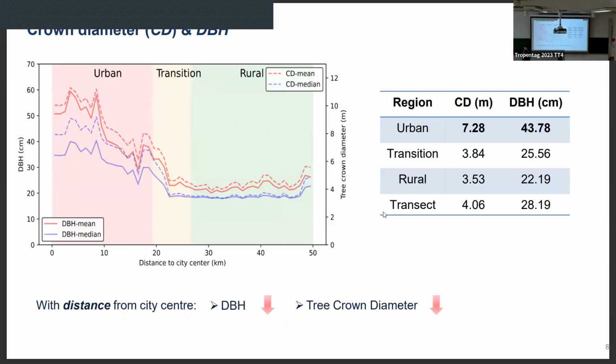And then we'll look at the tree size. Here we're focusing on the crown diameter and the DBH. So with distance from the city center, we found the DBH and the crown diameter decrease. And if you check different regions, we found that in the urban area, the tree crown diameter and DBH are higher than the rest of the place.